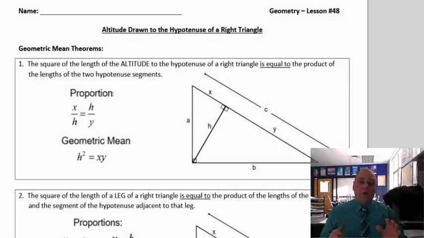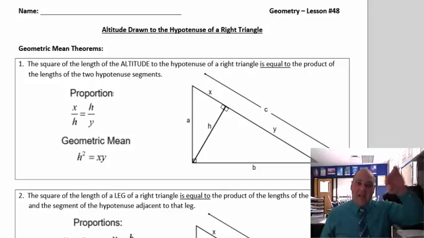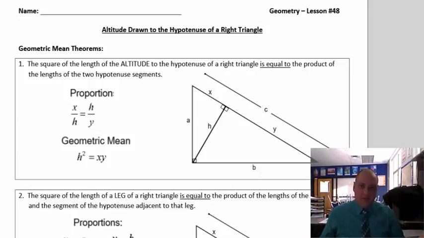All right, in lesson 48, we're going to look at a special situation where we have a big right triangle. And you're going to see this: a big right triangle, and then an altitude drawn. One altitude. We've talked about altitudes, okay?